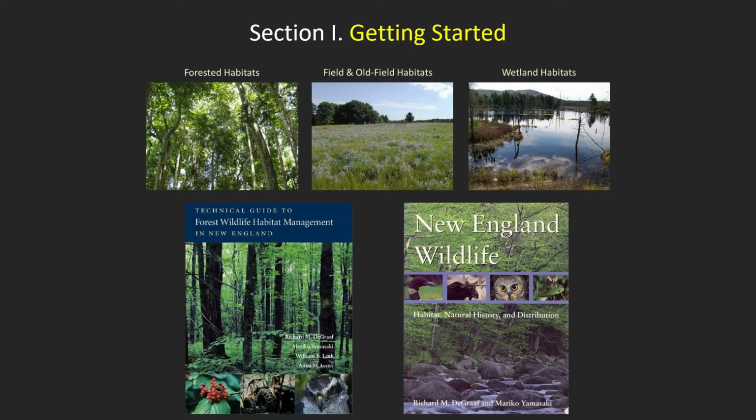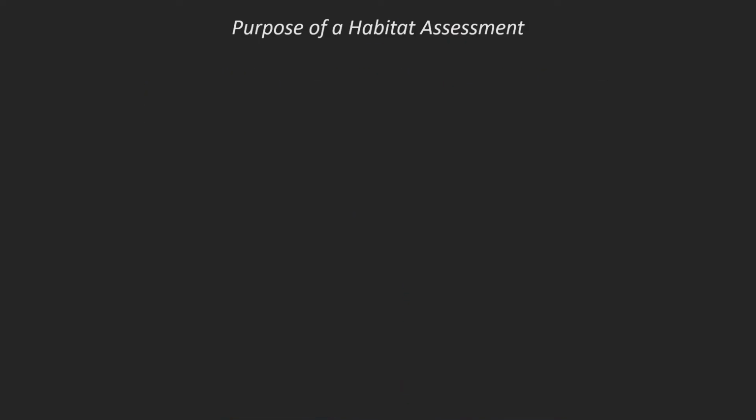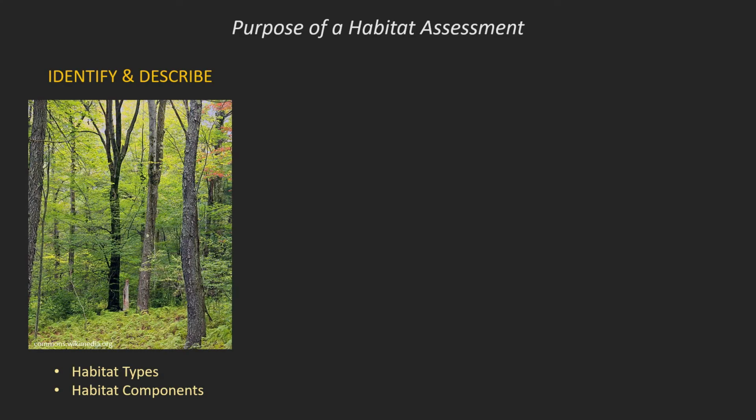Section 1, Getting Started. So what is a habitat assessment and why do we assess habitats? The primary goal of a habitat assessment is to identify and describe what wildlife habitat types and specific wildlife habitat components occur within an area today.